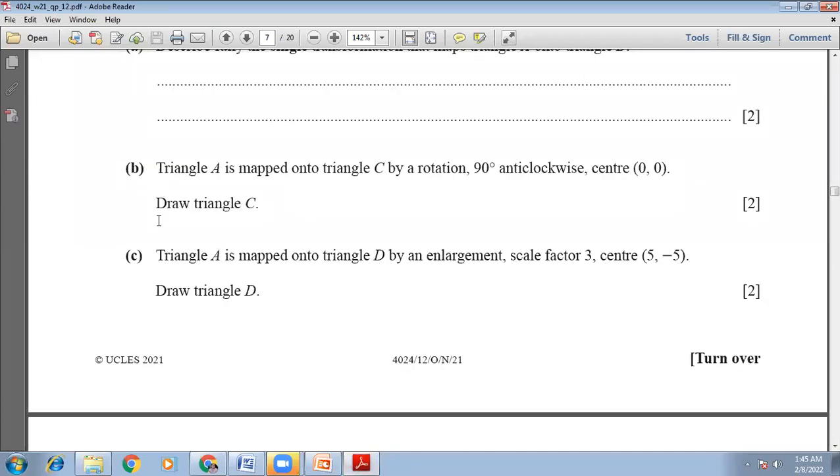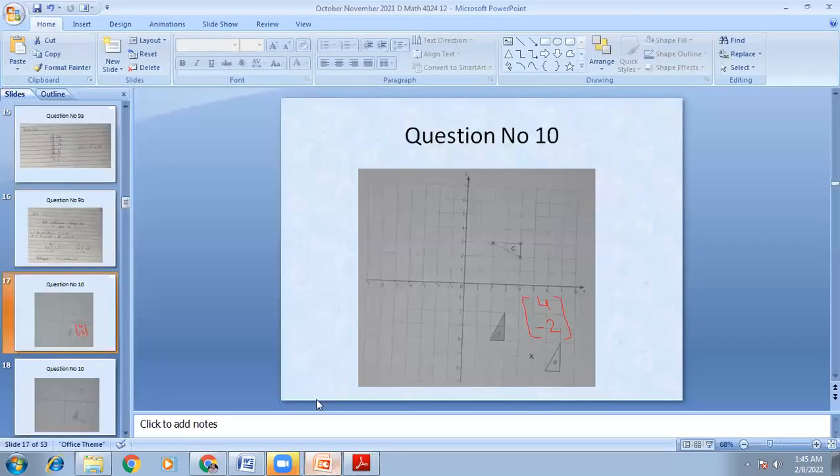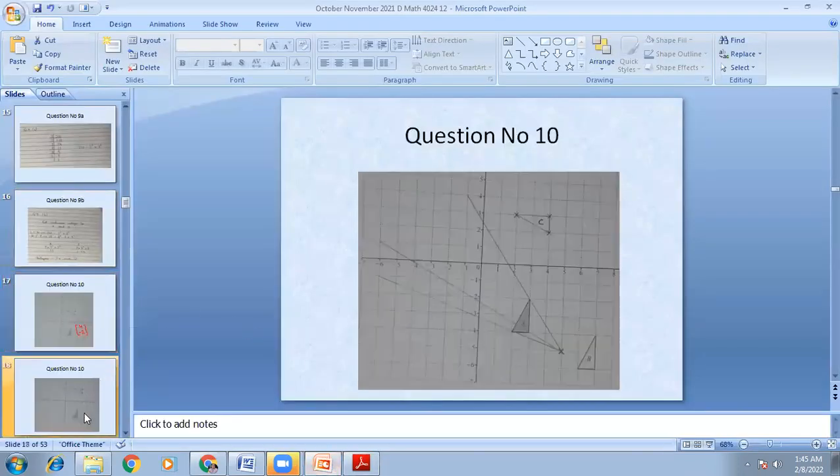Okay. Then the B part. Triangle A is mapped onto triangle C by a rotation of 90 degrees anti-clockwise, center 0, 0. Draw the triangle C. It's a 2-mark question, and A is rotated 90 degrees anti-clockwise, center 0, 0. So let me show you.